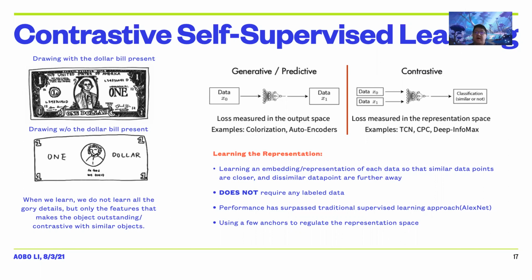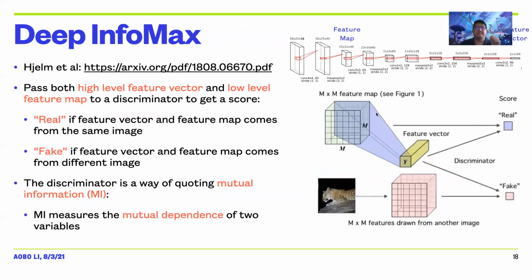So this does not require any label data. That's actually a huge advantage of representation learning and contrastive self-supervised learning compared to other supervised labeled learning schemes. It has been observed that the performance of contrastive self-supervised learning has surpassed traditional supervised learning approaches, for example, AlexNet. After training this representation, we can use a few anchors to regulate the representation space to allow it to achieve our goals.